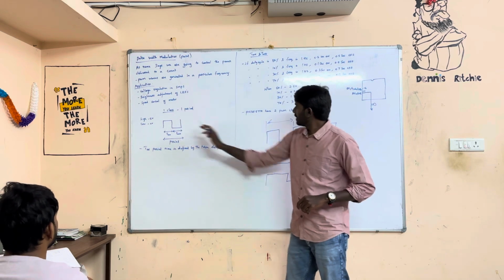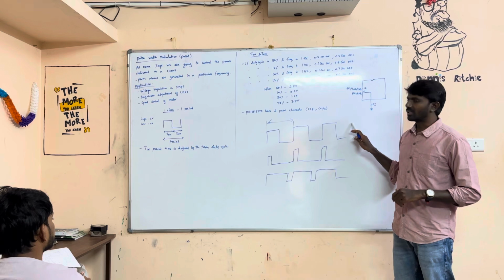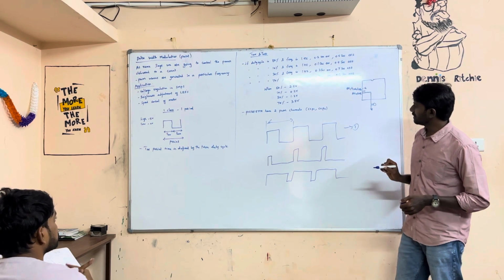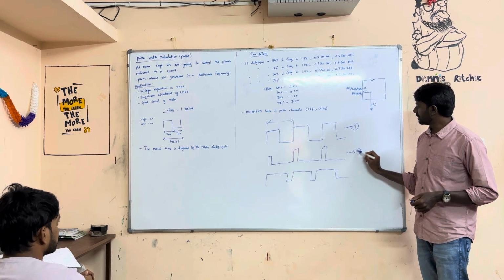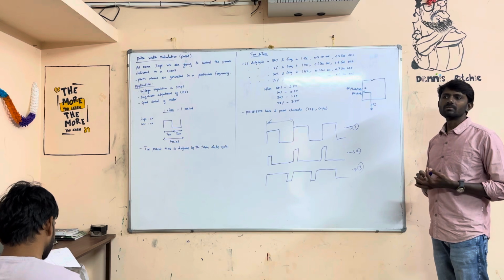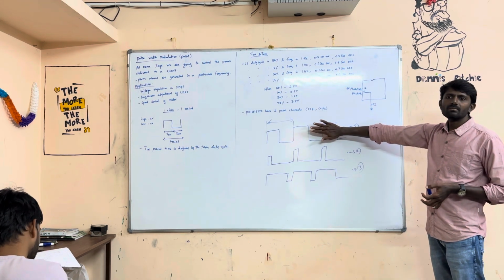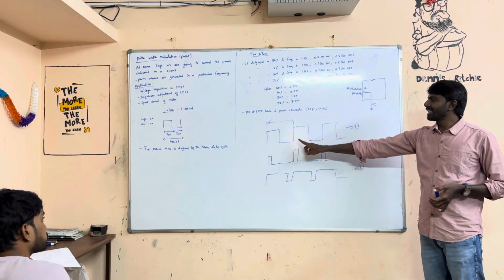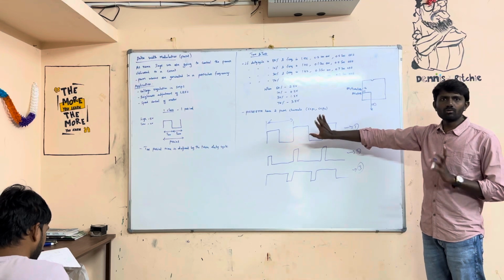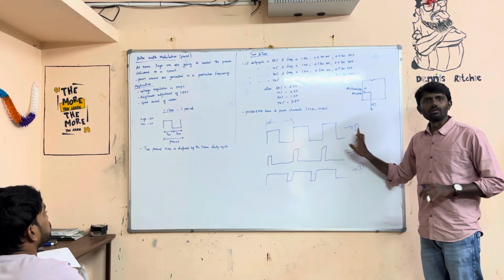Now you see here you have 1 clock, another clock, another clock. What is the difference you see in the first wave, second wave, and the third wave? In the first wave, T on and T off are equal. Very simple, no need to get confused.